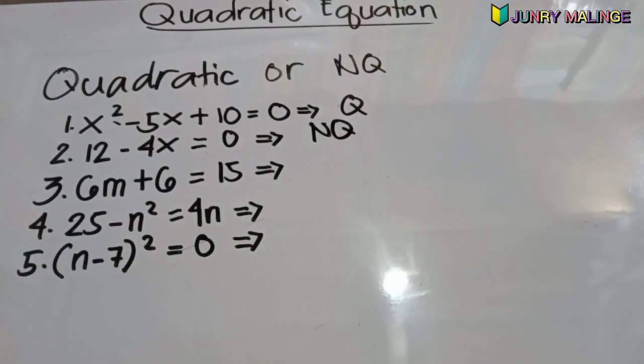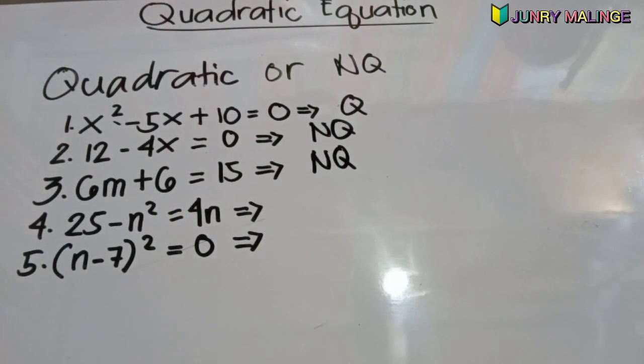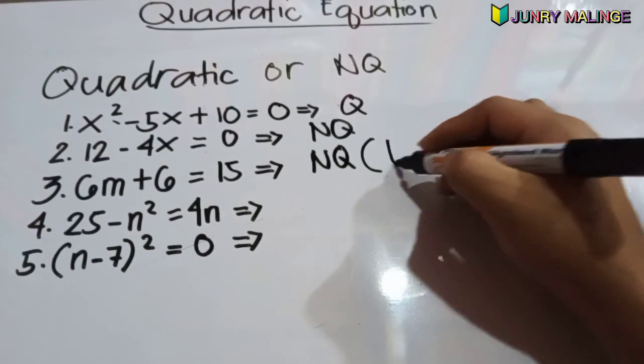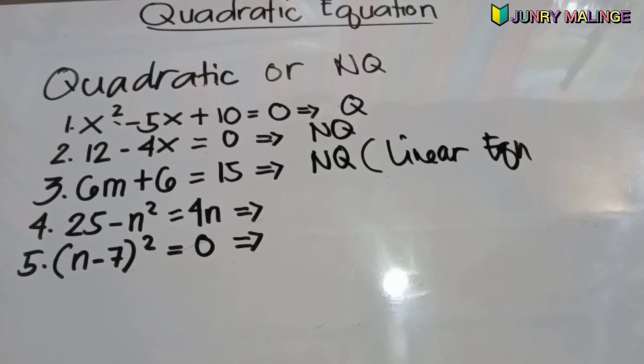Number 3, 6m plus 6 equals 15. Is it a quadratic or not a quadratic? That is not a quadratic, but it is a linear equation. Number 4, 25 minus 9 squared equals 4n.